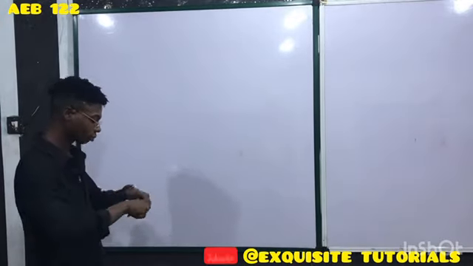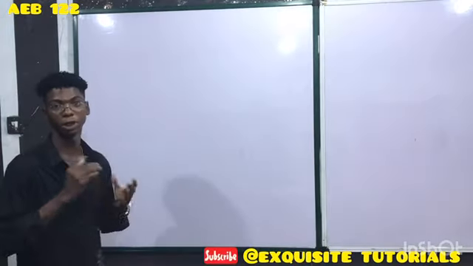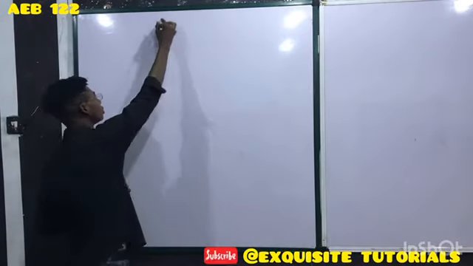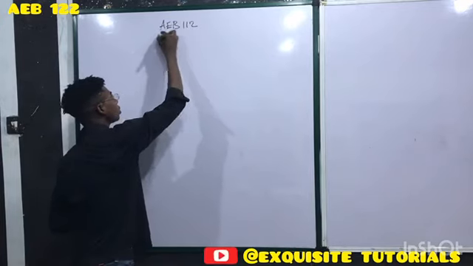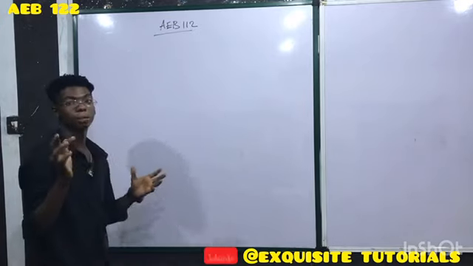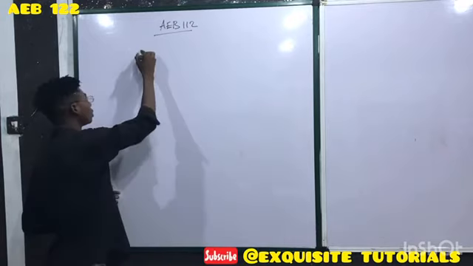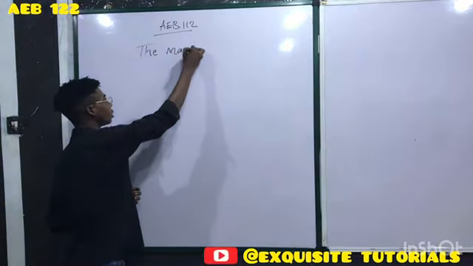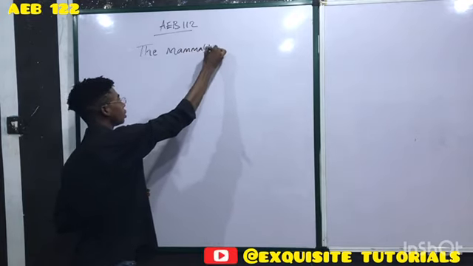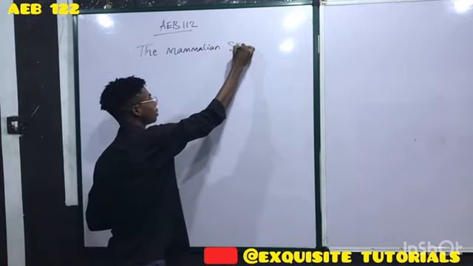Using the Uniben textbook for the second semester. So, AB 112. And today I'll be taking the mammalian skin. Mammalian skin.